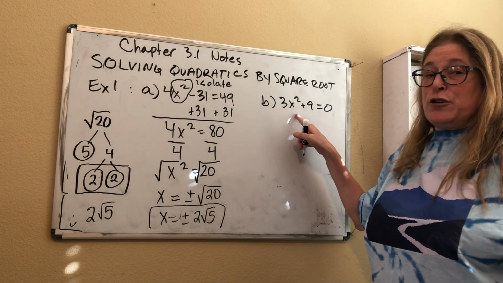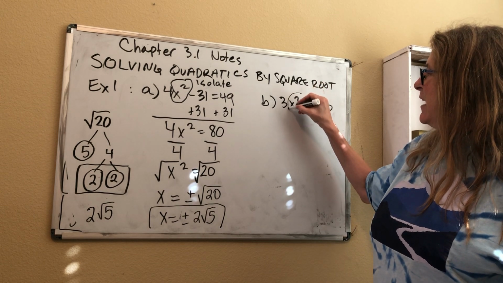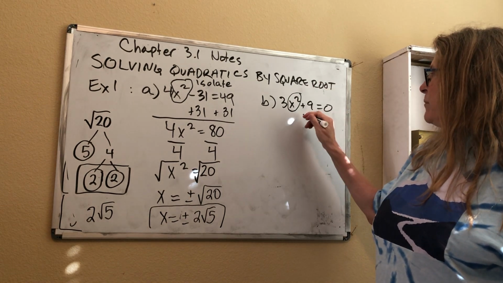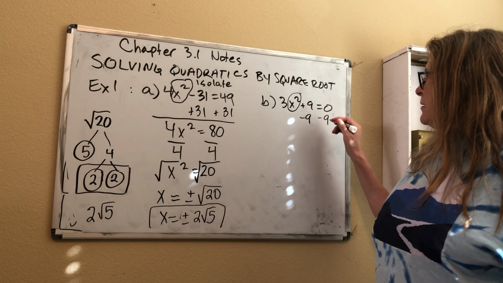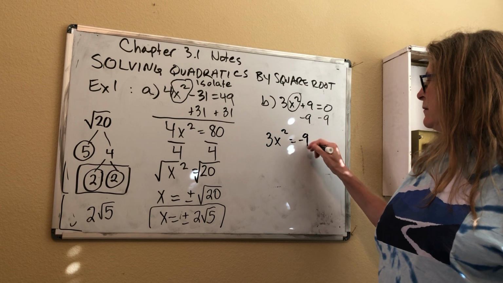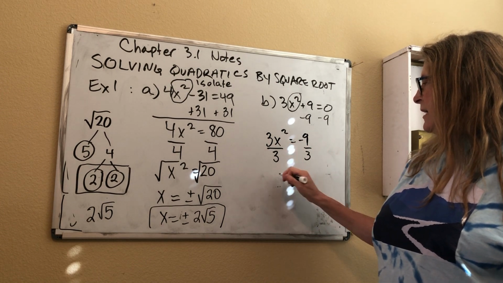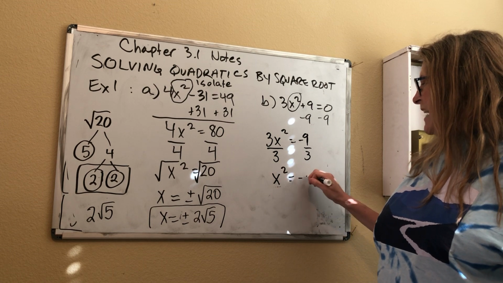Okay, again, no x term in the middle, so I can actually use square roots here. Again, I'm going to isolate the squared term. So I'm going to subtract the 9. 3x squared equals negative 9. Then I'm going to divide by the 3. And I get x squared equals negative 3.